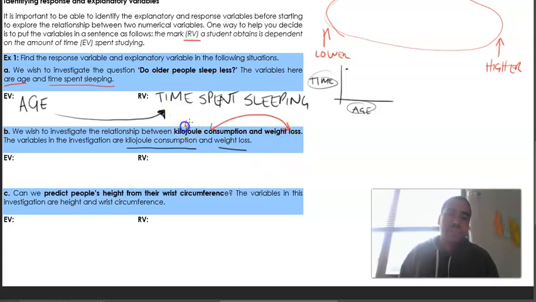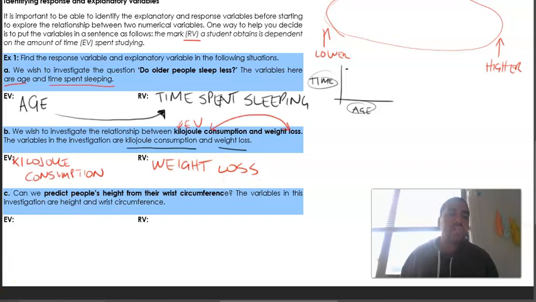So in other words, the kilojoule consumption is the explanatory variable, the EV. Kilojoule consumption. Meaning the response variable is your weight loss. How much weight has been lost?